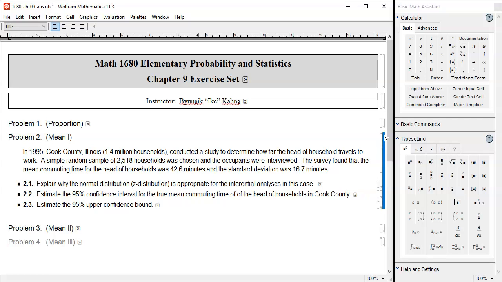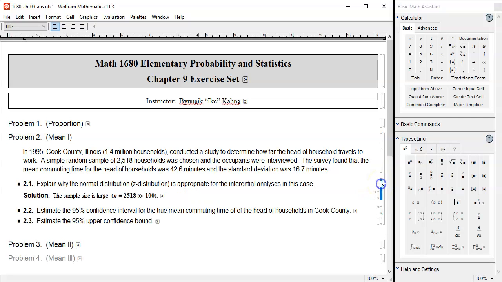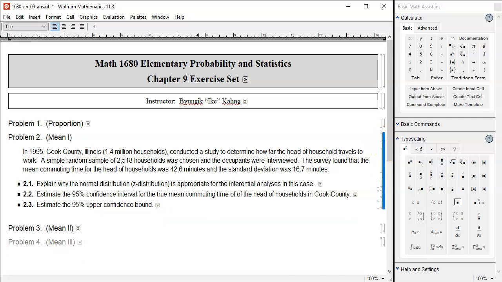Okay, let's begin. Explain why the normal distribution, or z-distribution, is appropriate for the inferential analysis in this case. Why z-curve? The reason is the sample size. Sample size is large, larger than my threshold of 100. By the way, why am I using 100? Let me show you that through the t-table.